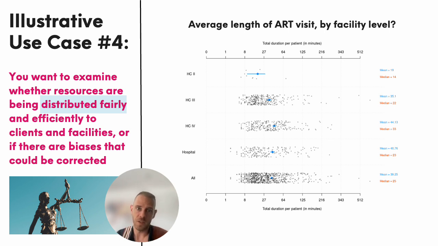Here we see that the visit duration at a lower level health center is only on average about 19 minutes long, but at higher levels of care, the average duration is about 40 minutes long. But there could be a good reason for this, right? For example, people who go to a lower level facility, the one that's closest to them, might be less sick, or they're a less complicated case. And so this sort of distribution might make sense, right?